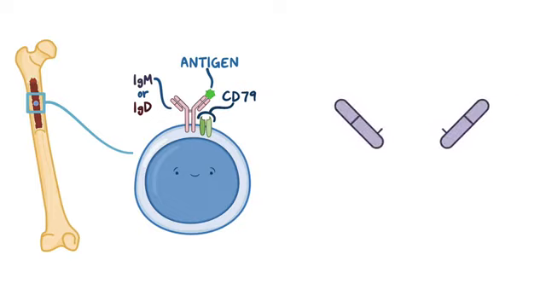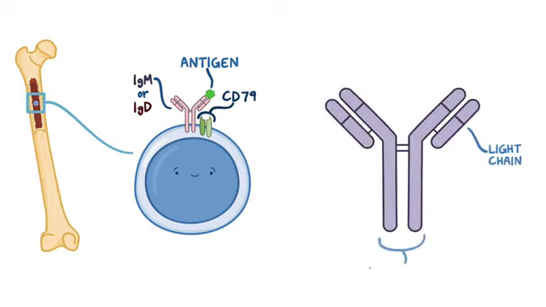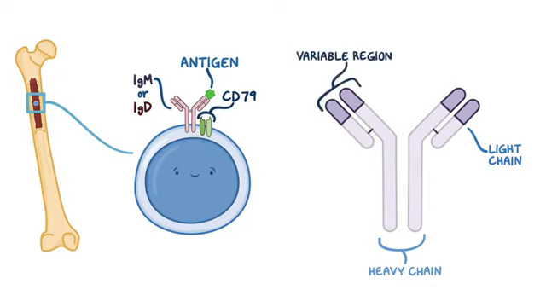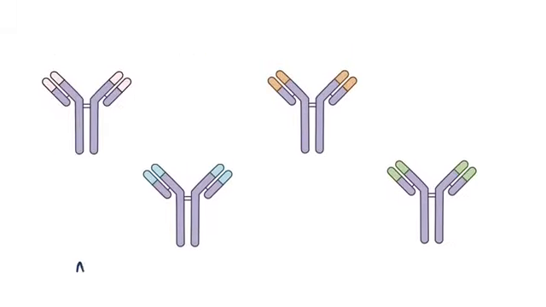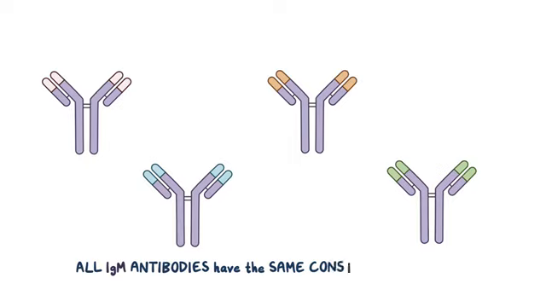Each antibody has two identical light chains and two identical heavy chains that combine into a Y shape. So this Y-shaped antibody has two arms with identical tips, which is called the variable region. This variable region contains an antigen binding domain that's unique to that antibody. Below the variable region, or toward the point where the arms meet, is the constant region, where every member of an antibody class is identical. So all IgM antibodies have the same constant region.